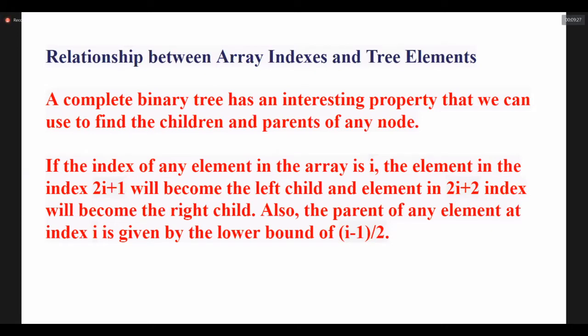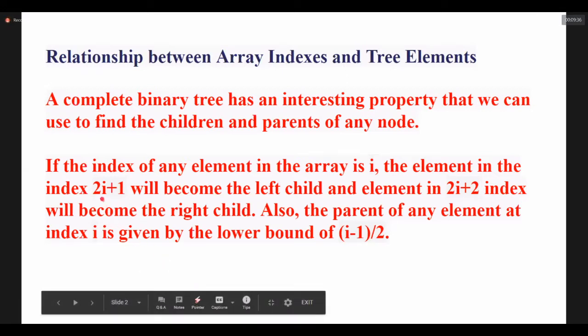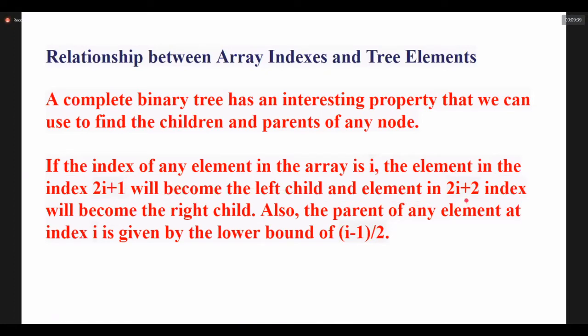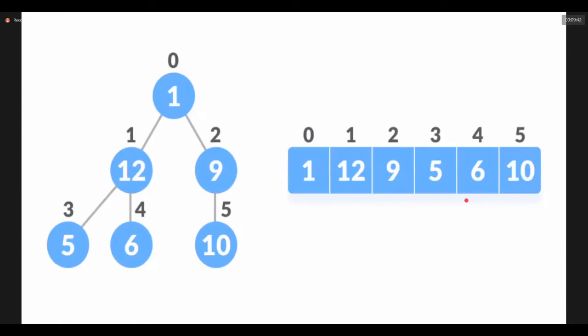The ith node's children are at 2i plus 1 and 2i plus 2. 2i plus 1 is the left child, 2i plus 2 is the right child. In this diagram, this is the 0th node, so 1 is placed at the 0th index. Its children are placed by the formula: 2i plus 1 means 2 into 0 plus 1, so index 1 contains the left child of 1, that is 12. 2i plus 2 means 2 into 0 plus 2, so index 2 contains the right child of 1, that is 9.